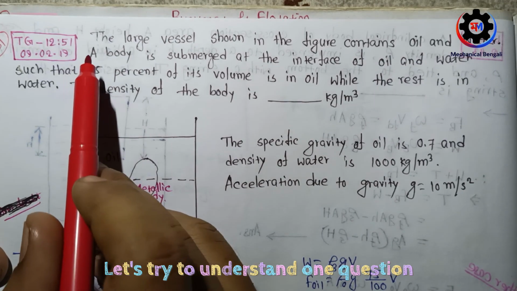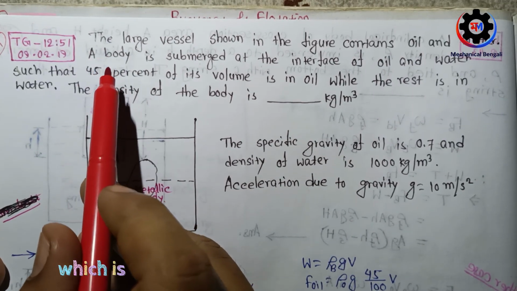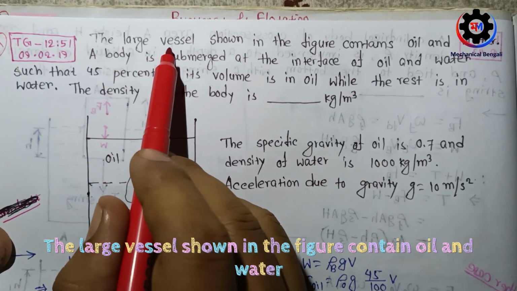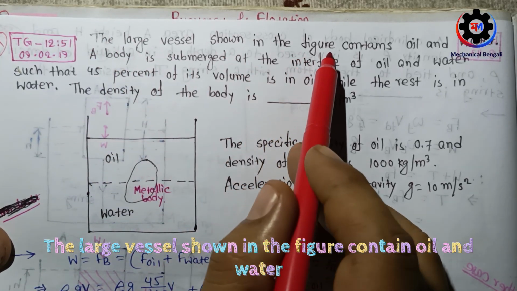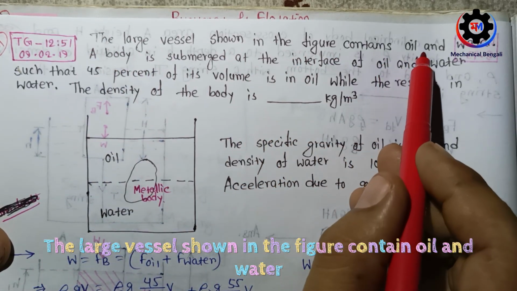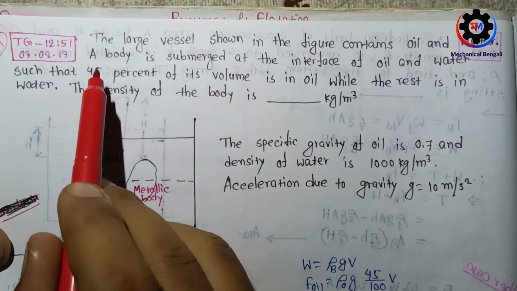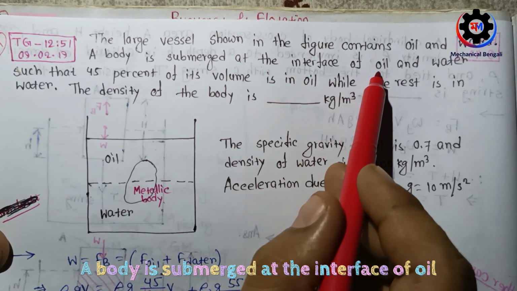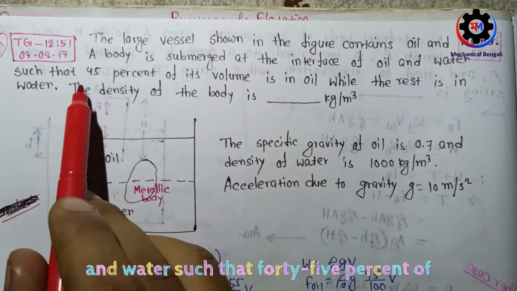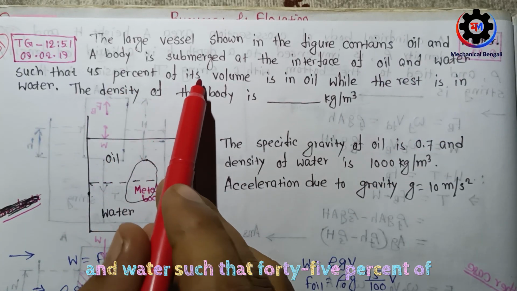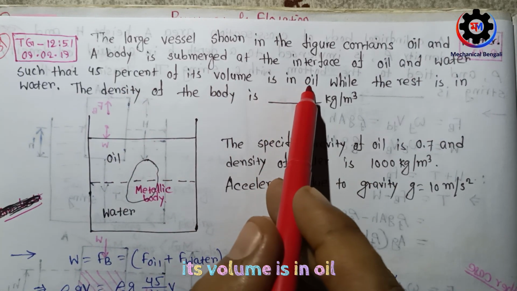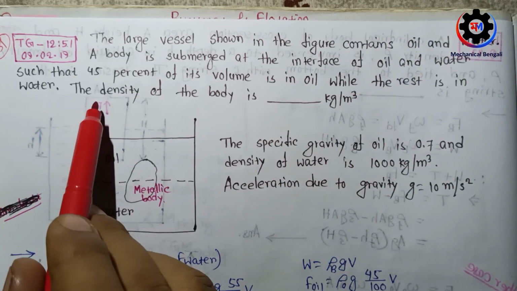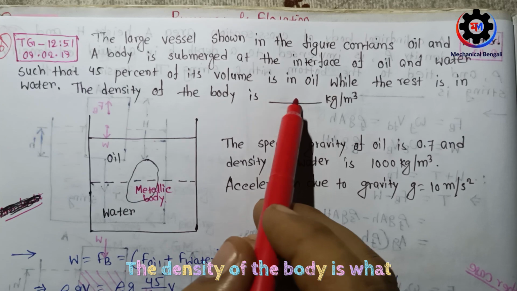Let's try to understand one question which is important for buoyancy and flotation. The large vessel shown in the figure contains oil and water. A body is submerged at the interface of oil and water such that 45% of its volume is in oil while the rest is in water. The density of the body is what?